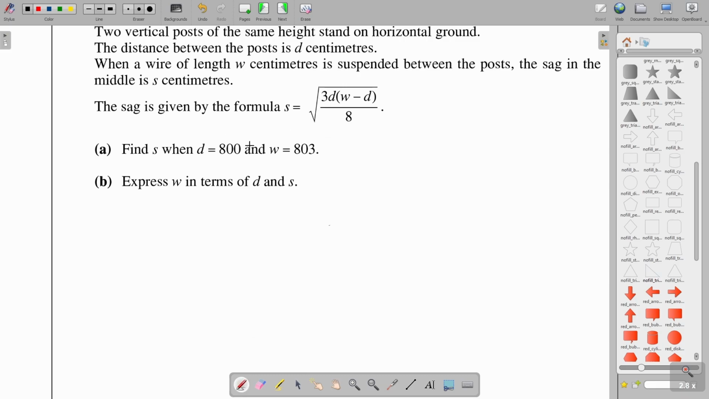So all we have to do is plug in these values. So let's just do that. So s here would be equal to the square root of 3 times 800, and then 803 minus 800 is just 3, and then that's divided by 800.